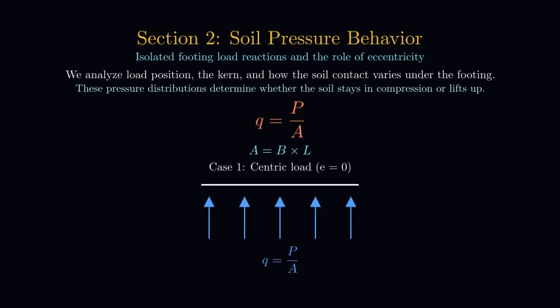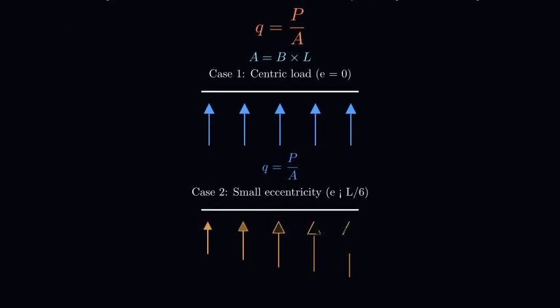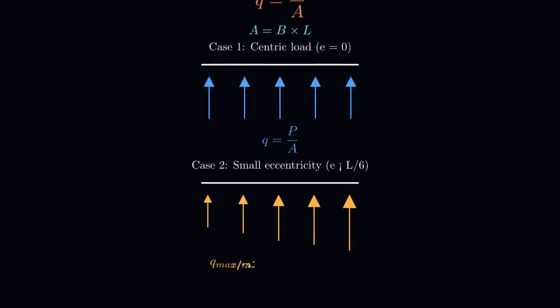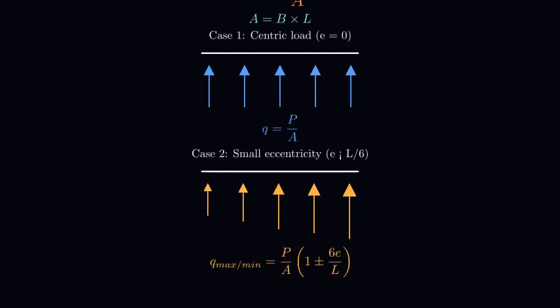Case 2 is a small eccentricity that stays inside the kern. The pressure becomes trapezoidal, with one edge carrying a little more load than the other. Our formula for the extremes is Q maximum or minimum equals P over A times 1 plus or minus 6E over L.